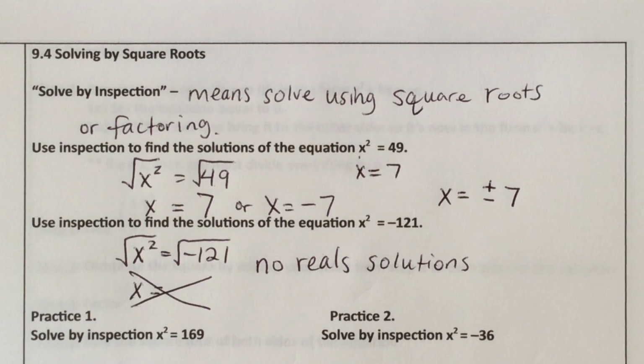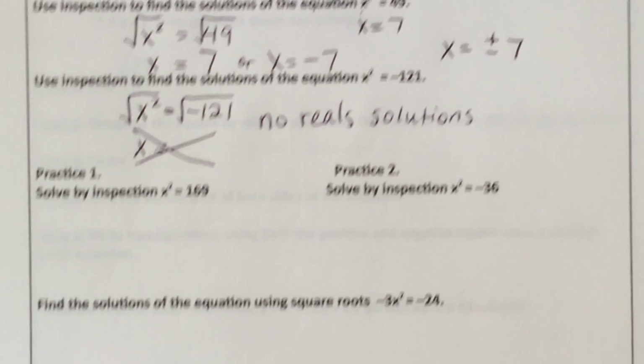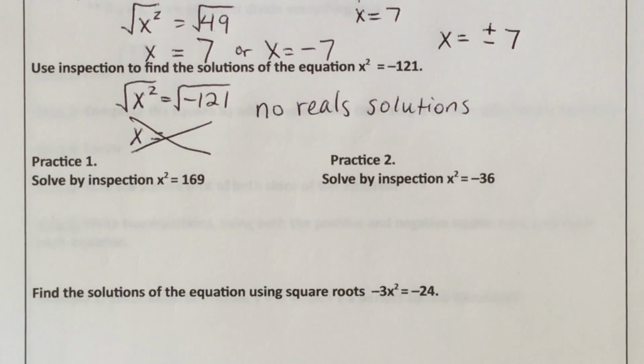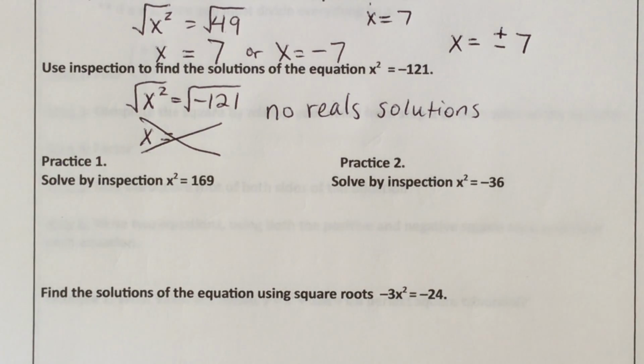Okay, so what this means is if you were to graph this equation, it never crosses the x-axis. It's either always above it or always below. All right, so I want you to try practice 1 and 2 right now. Pause the video.